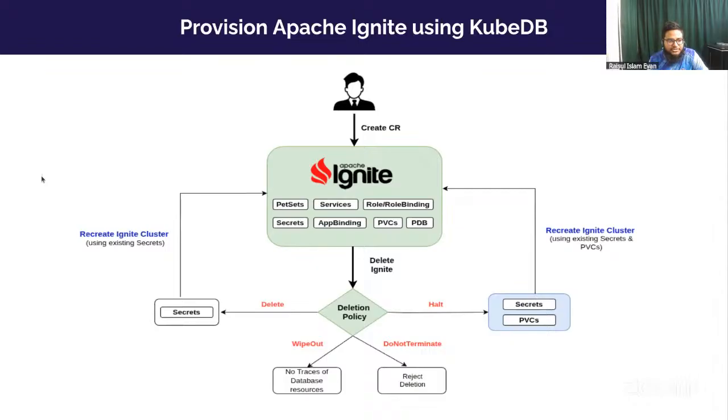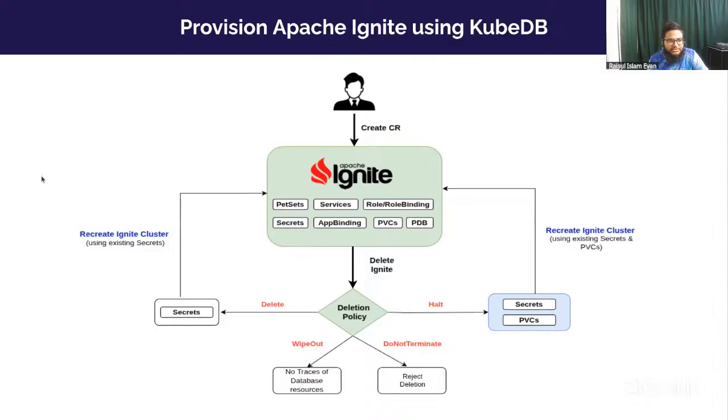Here is PDB, pod disruption budget, so that deletion or migration of the instances happens in a synchronized manner or the manner you have declared. Here is also the app binding, which holds the necessary information to connect with the Ignite instance. It is mainly used by other projects like Eustace. If you enable monitoring, it will also create a service monitor. It will export Ignite metrics to Prometheus.